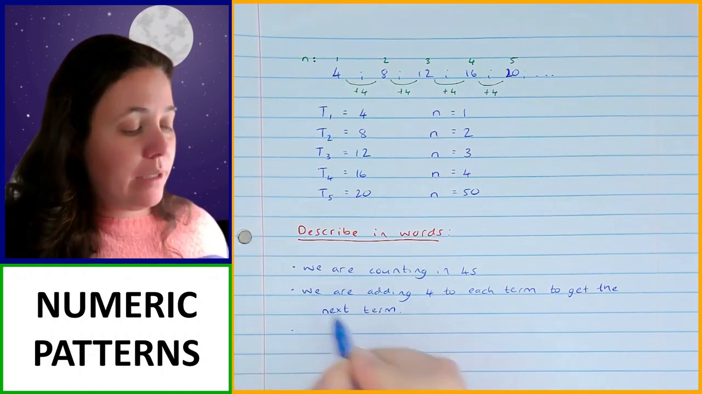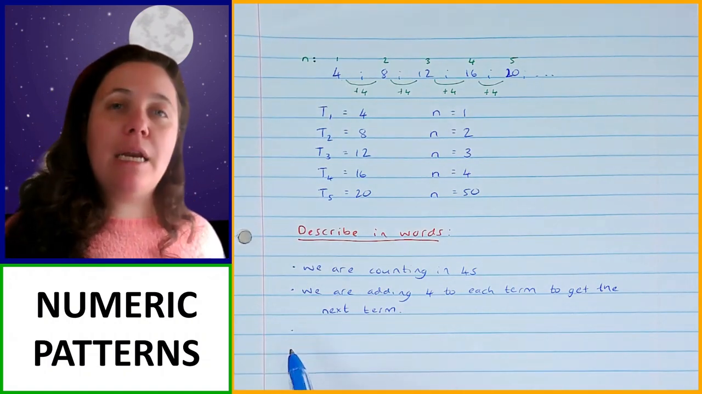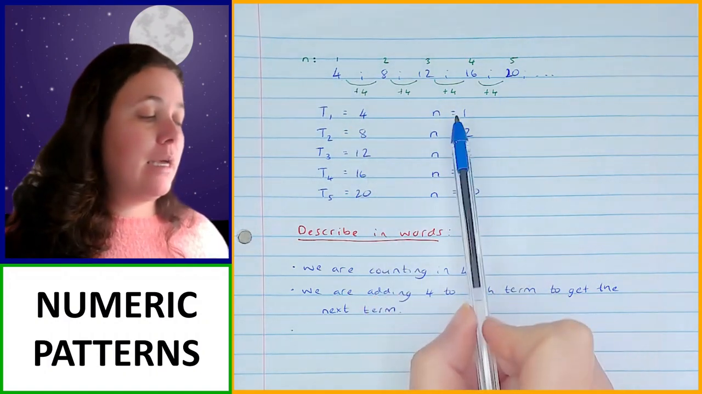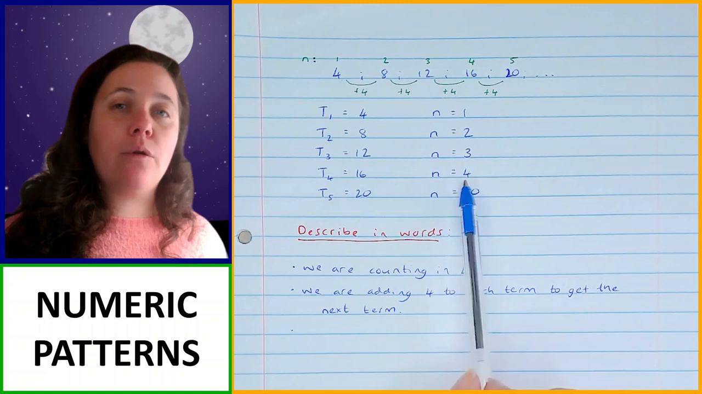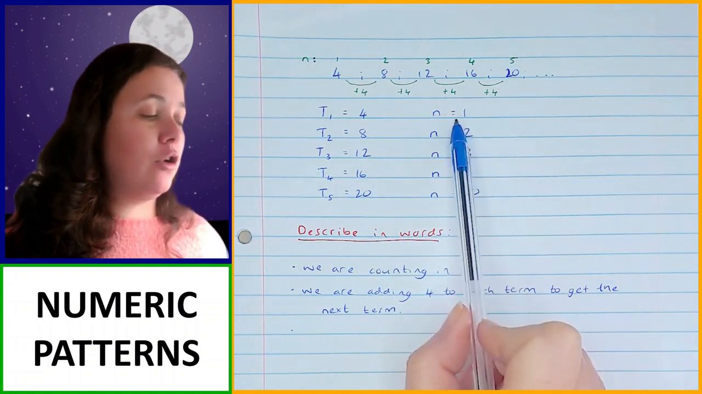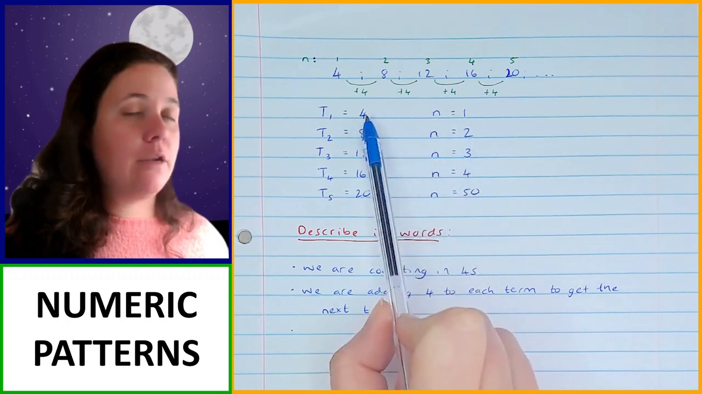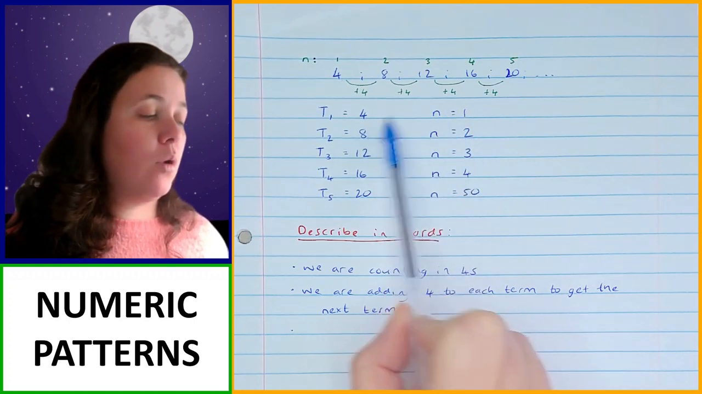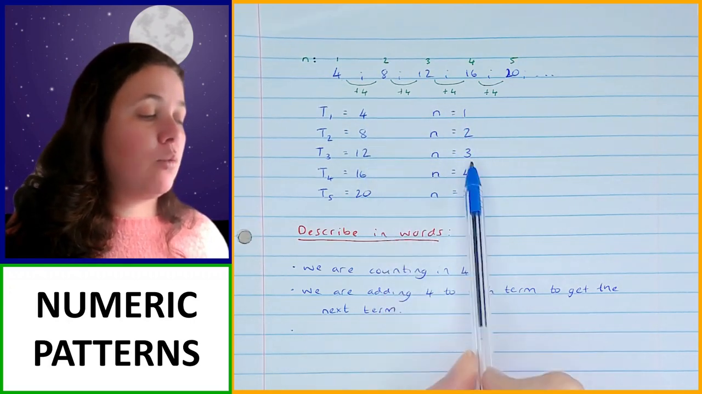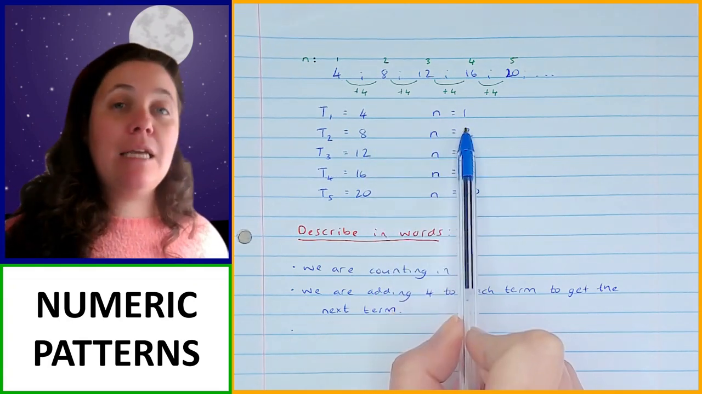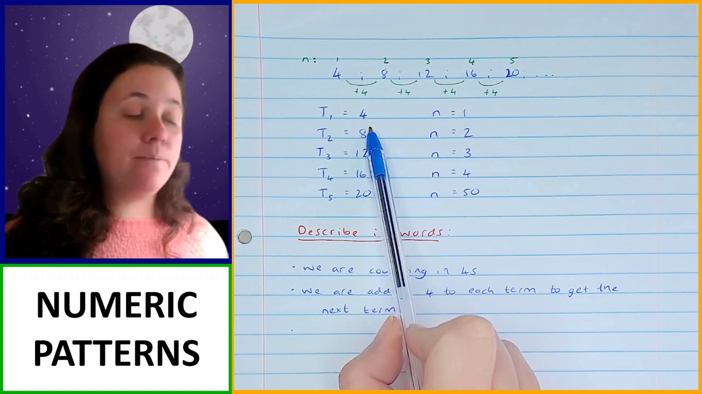The third way that we can describe it in words is to look at the relationship between the term number and the term value and see if there is a common thread that is running through here. So if I look at this, what do I do to n to get 4, to 1 to get 4? What do I do to 2 to get 8? What do I do to 3 to get 12? Now there are two ways of getting from 1 to 4. I can either add 3 or I can times by 4.